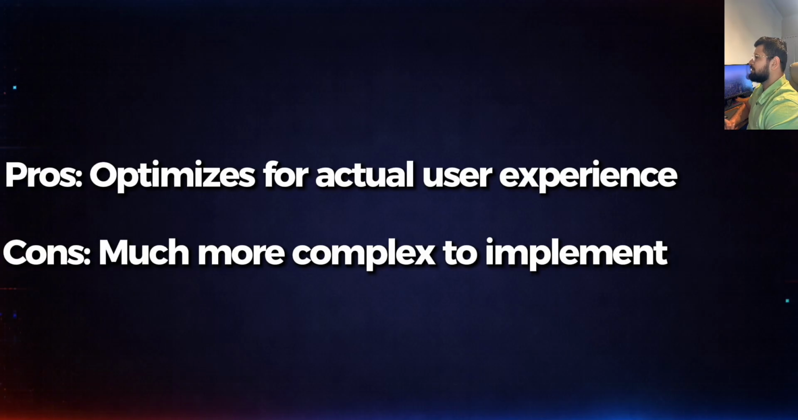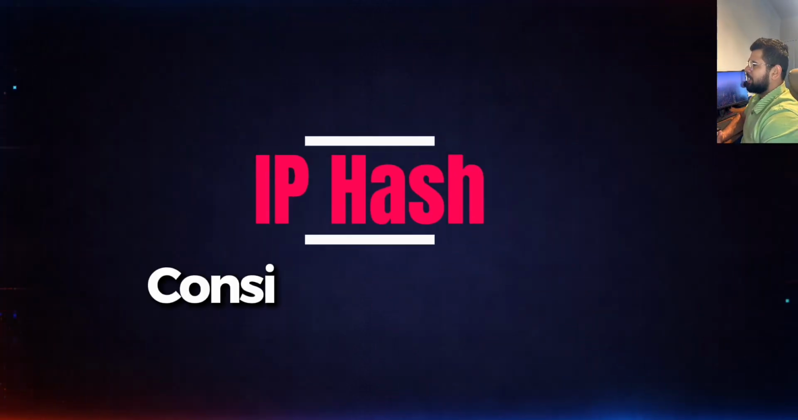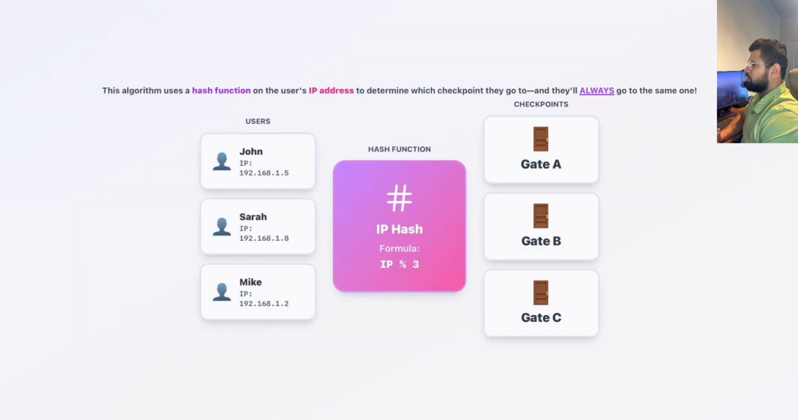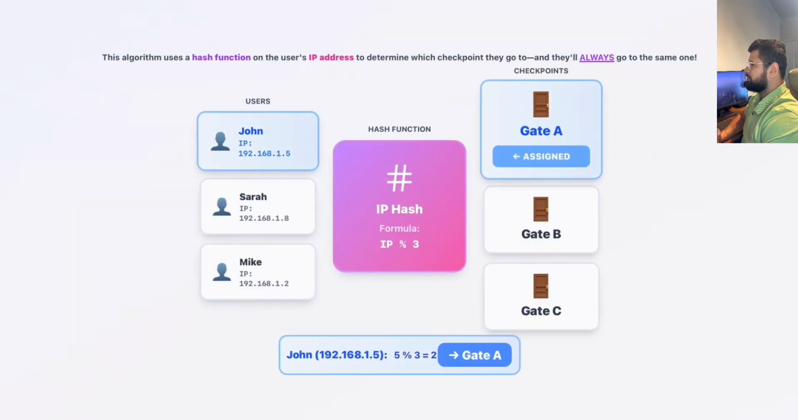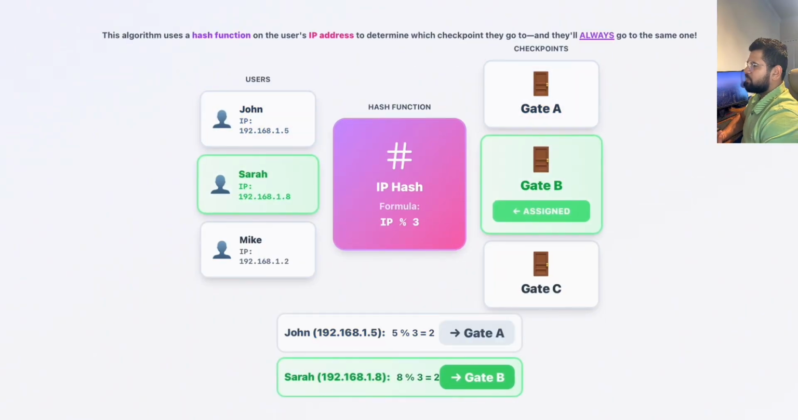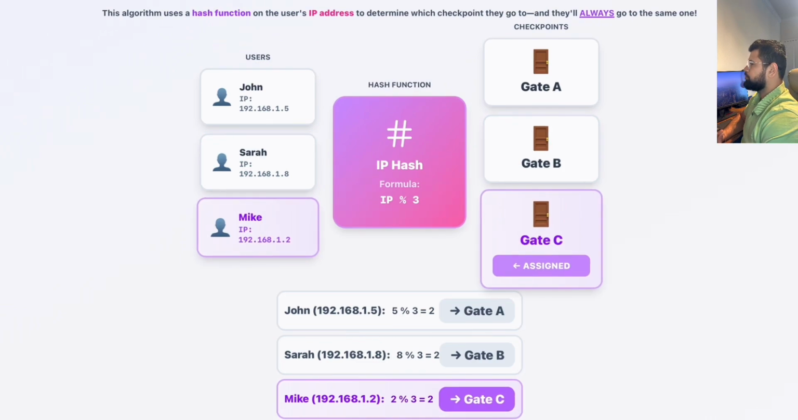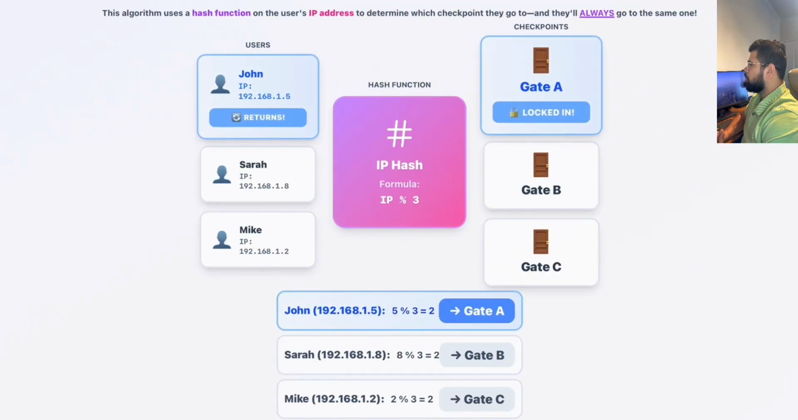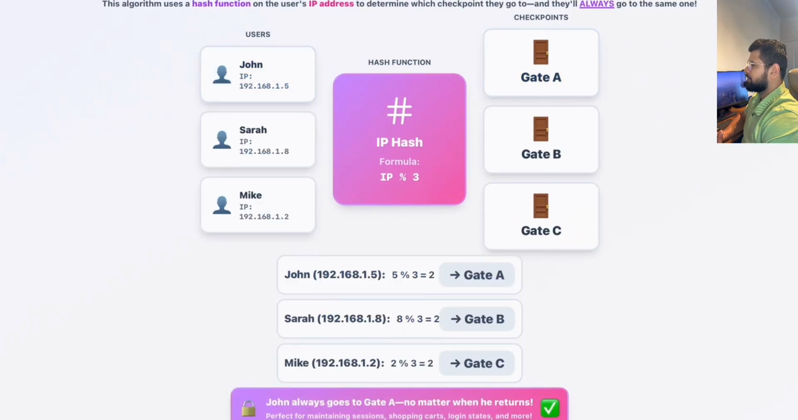Now, here's something completely different. That is IP hash. Look at our 3 passengers. John has IP address 192.168.1.5, which always goes to Gate A. Sarah has IP address 192.168.1.8, always goes to Gate B. And Mike has IP address 192.168.1.2, always goes to Gate C.